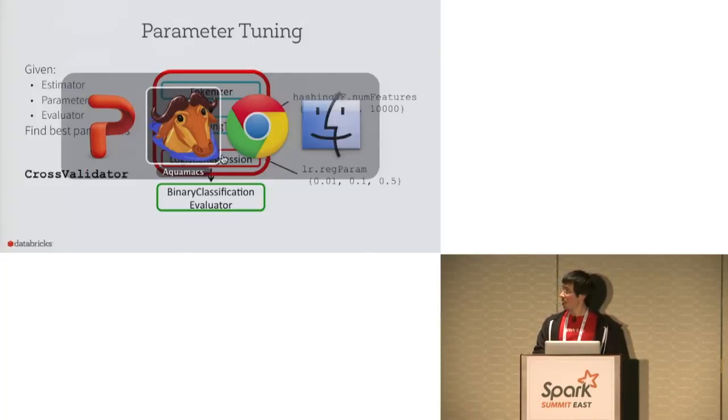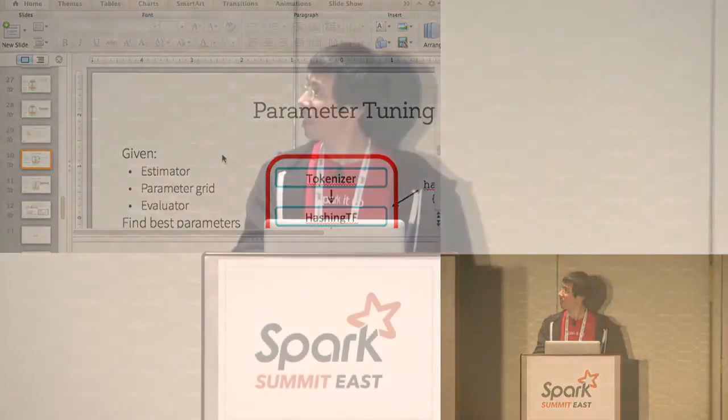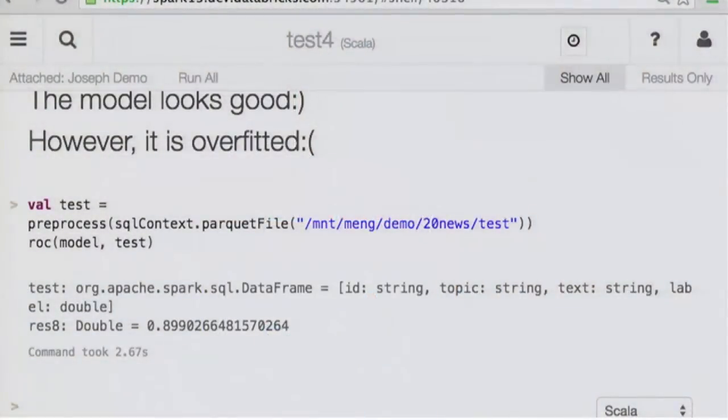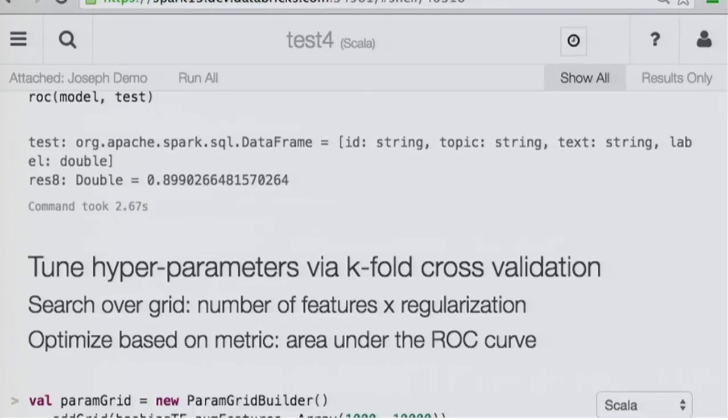So to do that, I'm going to return to the little demo and look at parameter tuning. I'm working with the same data set, same set of models, same workflow. But the goal here is to use k-fold cross-validation to tune parameters and not have to actually implement it ourselves.